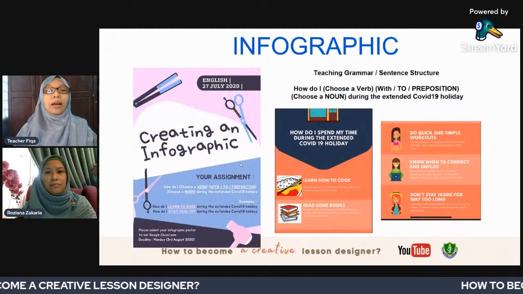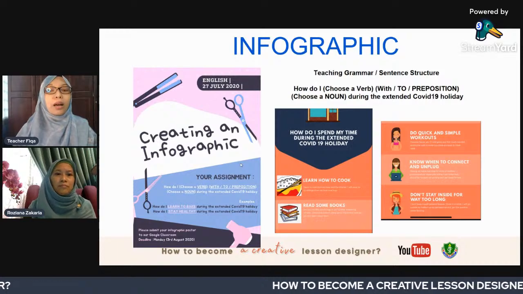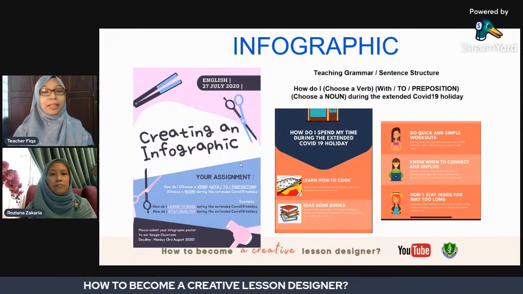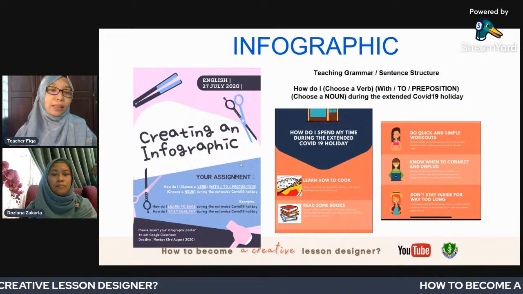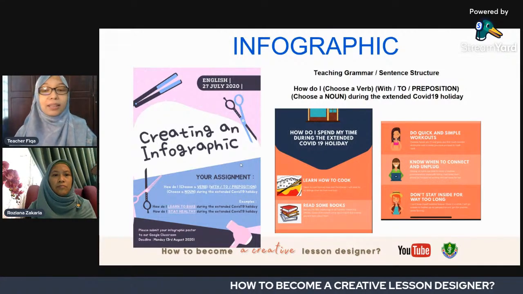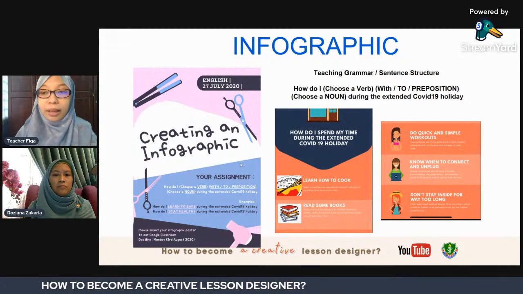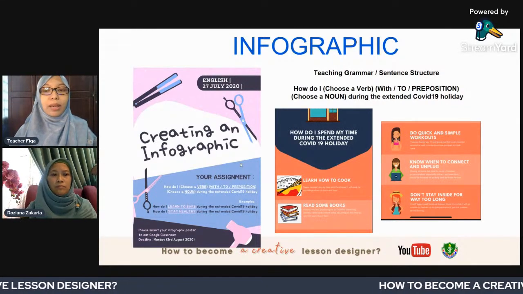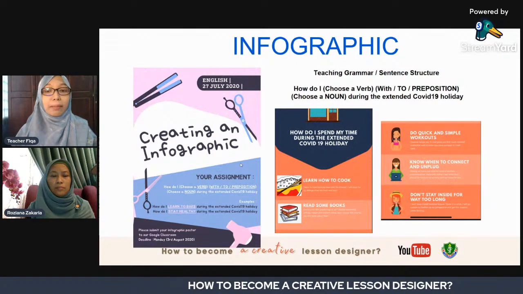Okay, next one. I would like to suggest using infographics in your language lesson or in other subjects as well. Current issues can also be incorporated in teaching grammar in context. So we can use an infographic as a tool to practice grammar structure. You can see the grammar structure there on the slide. We can ask the learners to create an infographic related to COVID-19 issues by using the grammar structure.